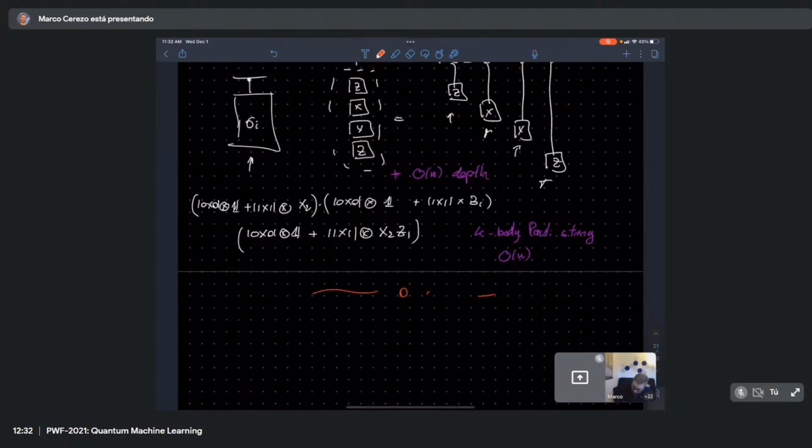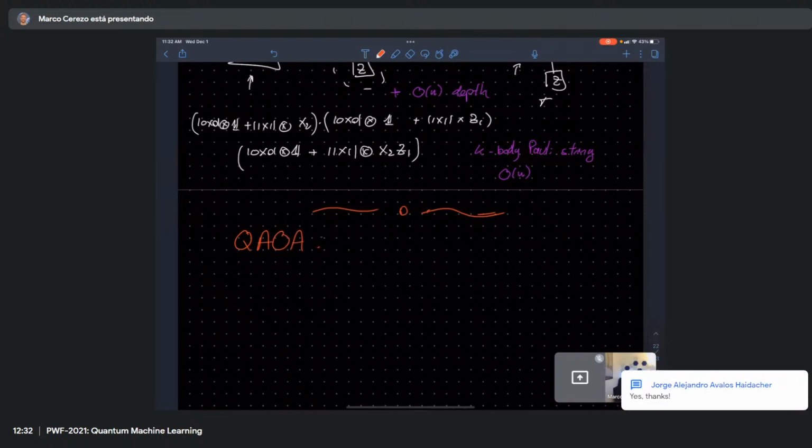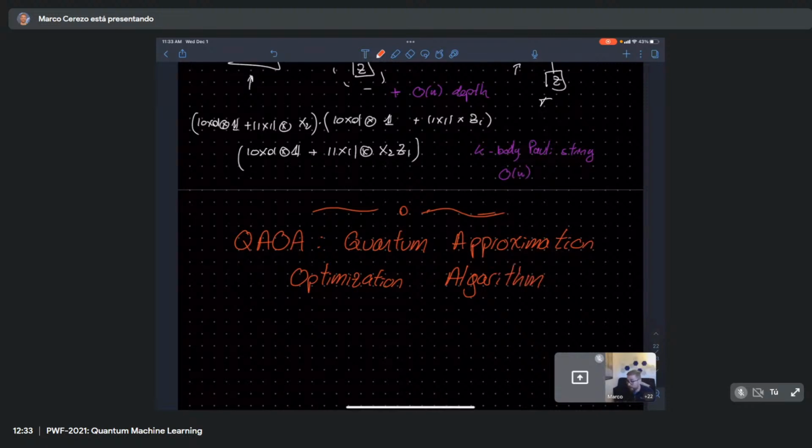So before our break, let me just quickly say what we're going to be seeing now. The next thing that we're going to be seeing is the QAOA algorithm, an extremely famous algorithm. It's called the quantum approximation optimization algorithm, and it's a quantum algorithm to solve classical problems. Those problems have nothing quantum in them. We're just going to put them in a quantum computer and try to solve them.